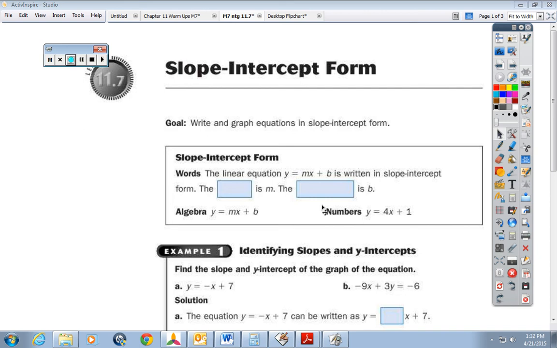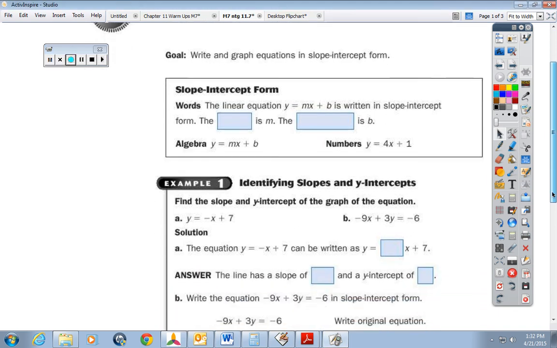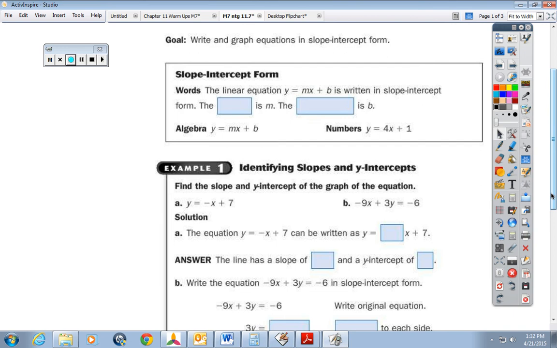Okay, slope-intercept form means this equation is written in a way where we can identify the slope, and we can also identify the y-intercept, where it crosses the y-axis. So the equation, and you'll get to know this equation, and you'll memorize it, is y equals mx plus b. So that's up here. Y equals mx plus b.